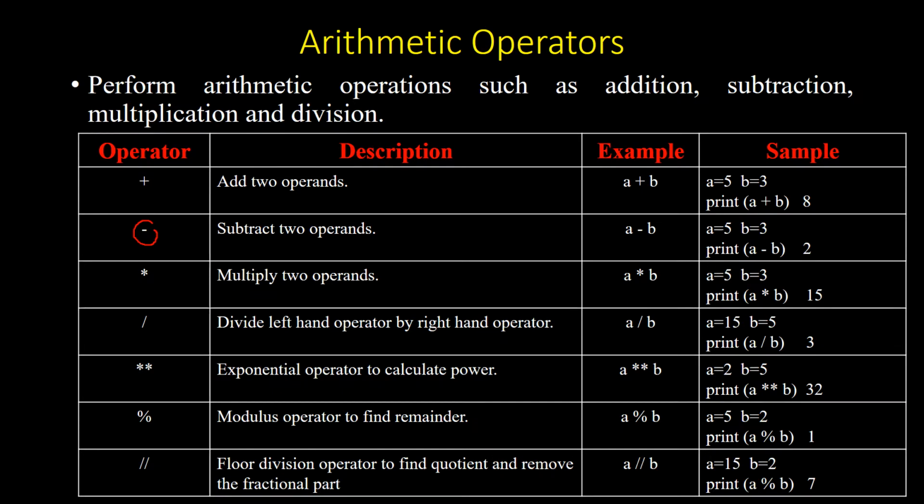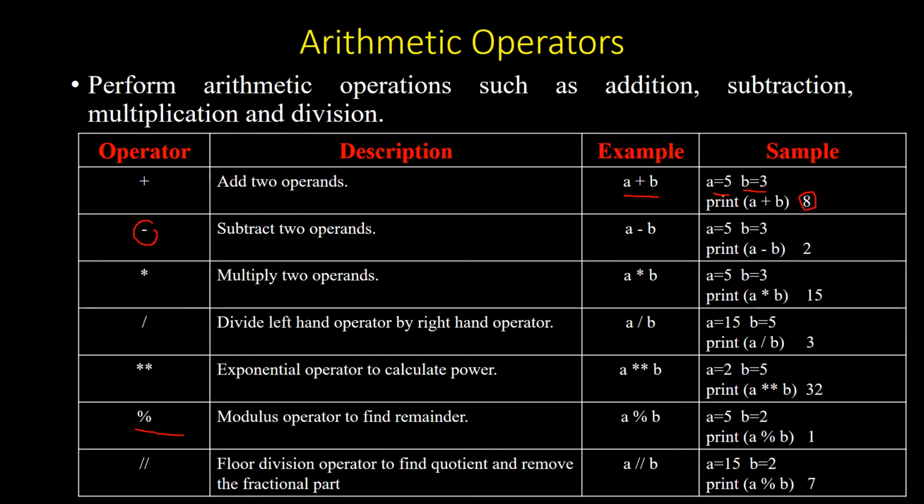The next one is the exponential operator, which is used to calculate the power. The next one is the modulus operator, which is used to find the remainder. The last one is the floor division operator, which is used to find the quotient and remove the fractional part. Here for the addition operator, we have given a plus b. The sample value for a is 5 and for b is 3. When I print the a plus b value, it displays an output of 8.